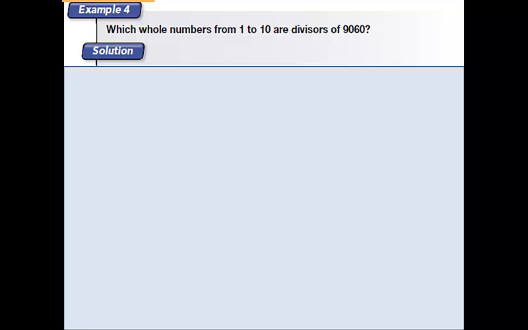Which whole numbers from 1 to 10 are divisors of 9060? So which numbers between 1 and 10 will go into 9060? I'll go ahead and help you out. I'll tell you that 2 will, because I know that 0 is an even number. See if you can get them all.